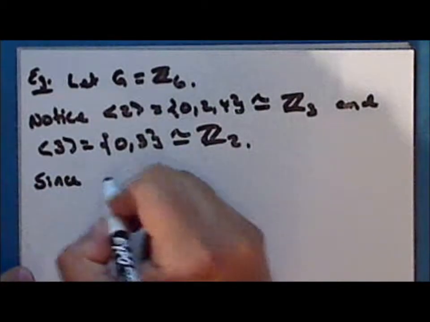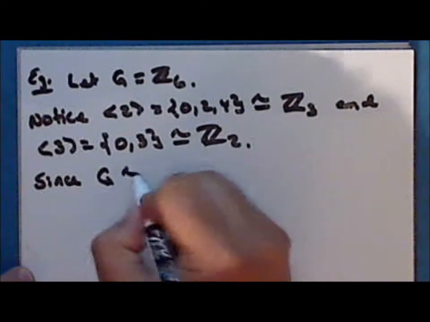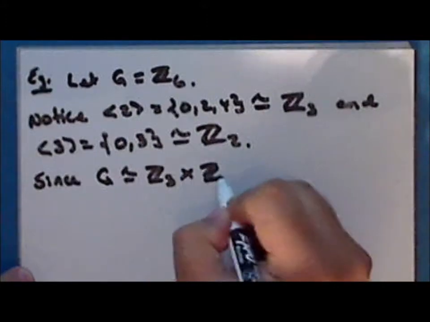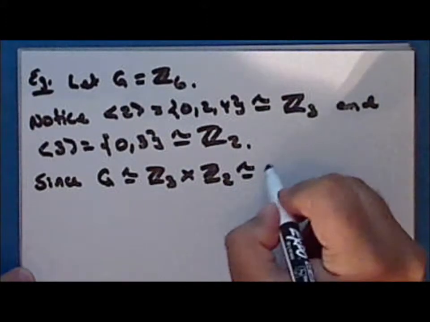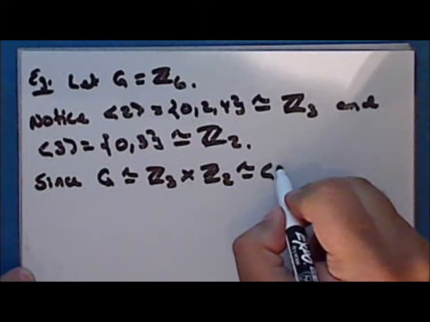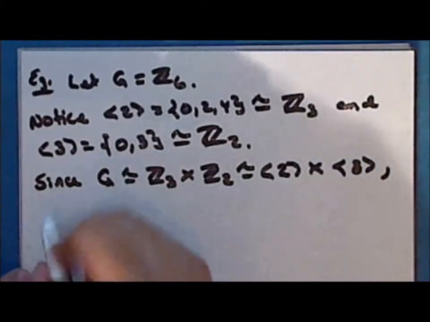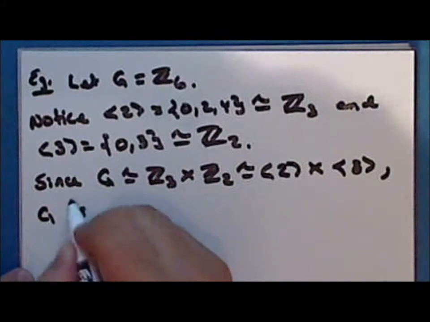So since the group G is isomorphic to the direct product of the integers modulo 3 with the integers modulo 2, which is isomorphic to the subgroup generated by 2 times the subgroup generated by 3, the group G is decomposable.